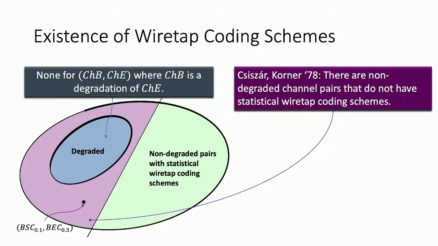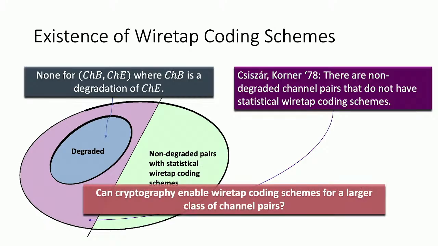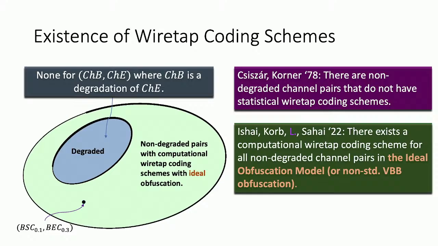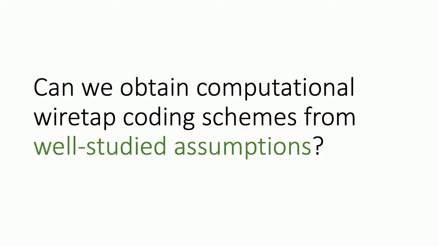An example of a non-degraded channel pair that does not have an information-theoretic wiretap coding scheme is exactly this case of BSC 0.1 and BEC 0.3. The question, of course, is can cryptography enable wiretap coding schemes for a larger class of channel pairs? In a previous work, we showed that if you assume ideal obfuscation, then there exists a computational wiretap coding scheme for all non-degraded channel pairs. Notably, this includes our teaser case. Now the question is, can we obtain computational wiretap coding schemes from well-studied assumptions?